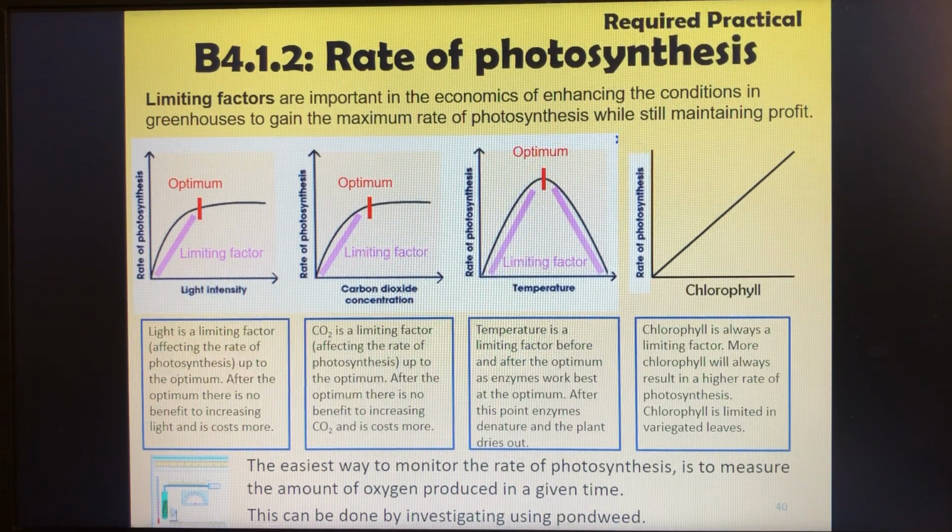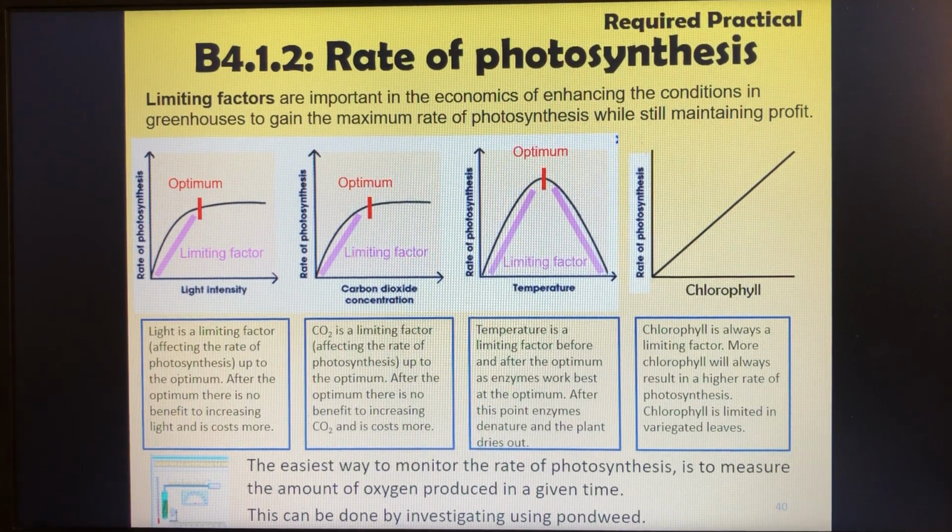And then chlorophyll is always a limiting factor. The more chlorophyll will always result in a high rate of photosynthesis. Chlorophyll is limited in variegated leaves. And we've talked about those before. Those are the leaves that have got the white or yellow patches on them, a bit like a spider plant or a geranium, and there's no chlorophyll in those sections, therefore no photosynthesis taking place in those parts of the leaf.